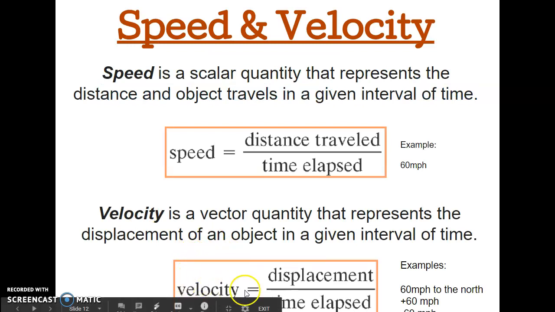To calculate velocity, again, we divide displacement by the time elapsed. Examples of velocity would be 60 miles per hour to the north, or we can say plus 60 miles per hour or minus 60 miles per hour. Plus tells me that I'm going 60 miles per hour in the positive direction, along a certain axis that I have set up to be the positive direction. And we'll talk more about that. Whereas minus 60 miles per hour tells me I'm also traveling 60 miles per hour, but now I'm going in the negative direction.